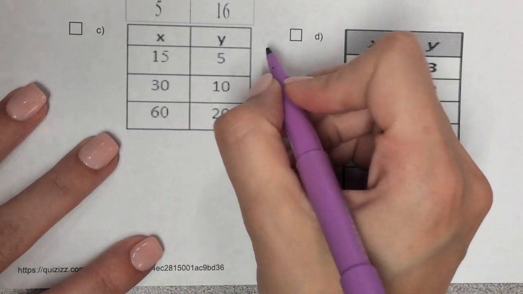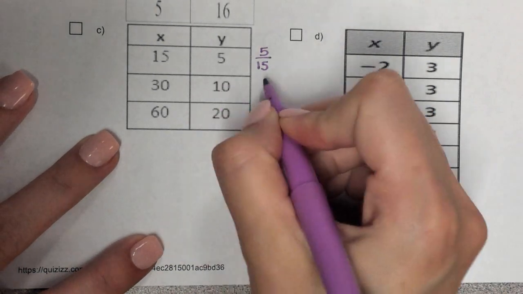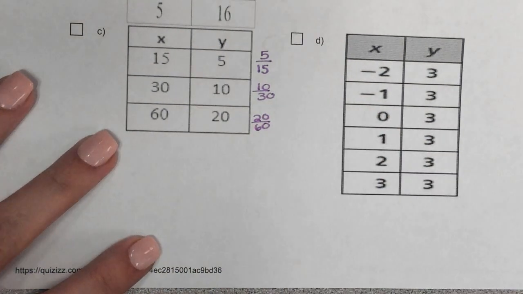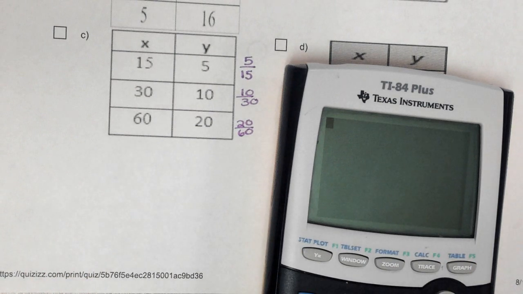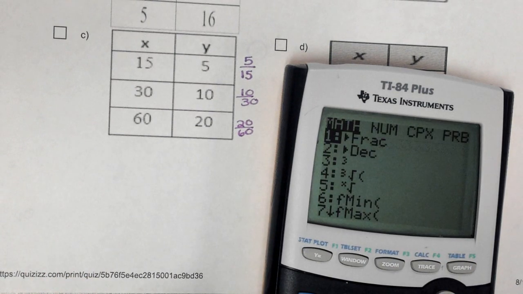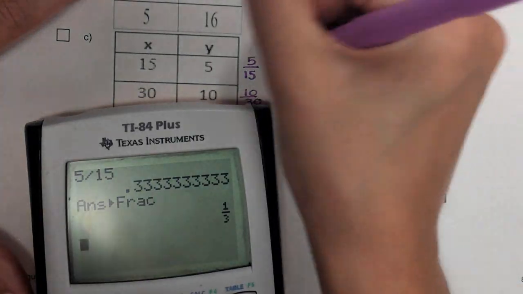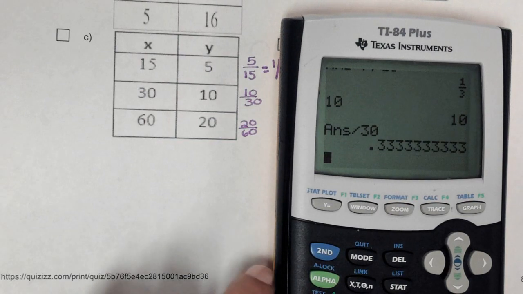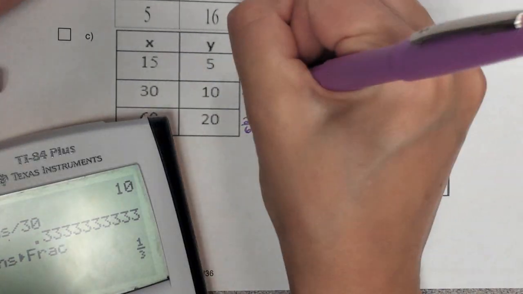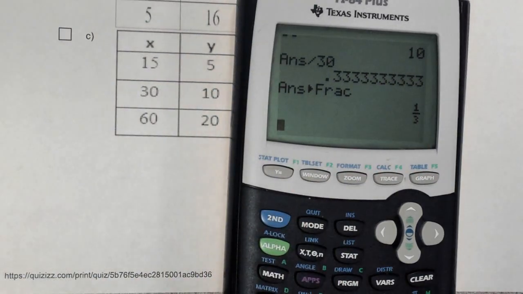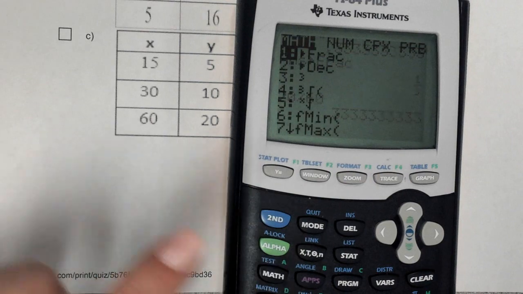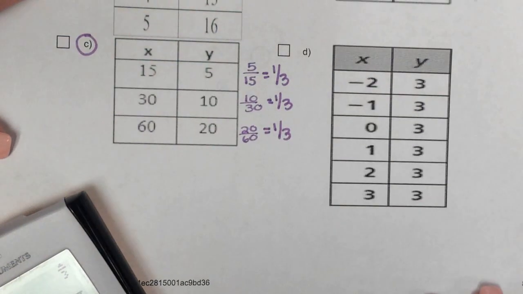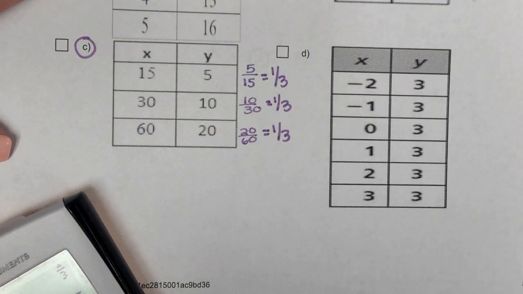Or we can take our y over our x. So 5 over 15, 10 over 30, 20 over 60. And let's see what each of those are. So 5 over 15, math, enter, enter. That turns it back to a fraction, so that equals 1/3. 10 divided by 30, math, enter, enter. It's 1/3. Looking good so far. 20 divided by 60, math, enter, enter, 1/3. This is our direct variation because it has a k, a constant of proportionality.